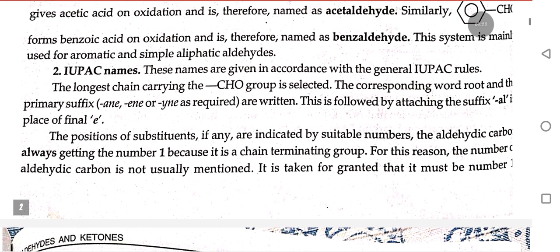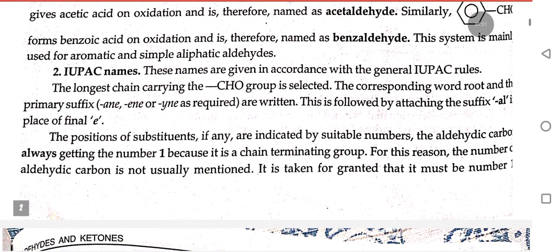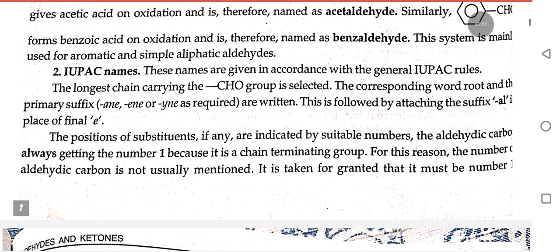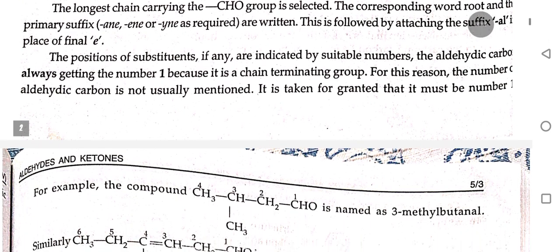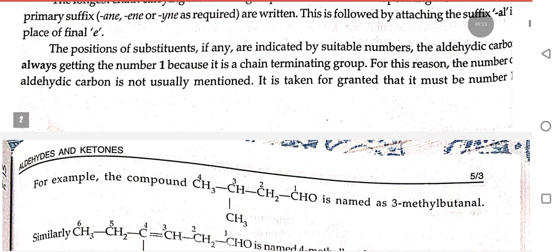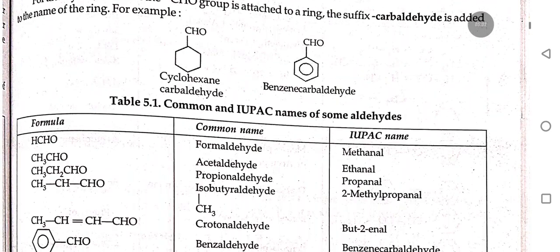IUPAC name. These names are given in accordance with the general IUPAC rules. The longest chain carrying the CHO group is selected. The corresponding word root and the primary suffix are written. This is followed by attaching the suffix -al in place of the final e. The positions of substituents, if any, are indicated by suitable numbers. The aldehyde carbon always gets the number 1 because it is a chain-terminating group. For this reason, the number of the aldehyde carbon is not usually mentioned. It is taken for granted that it must be number 1.